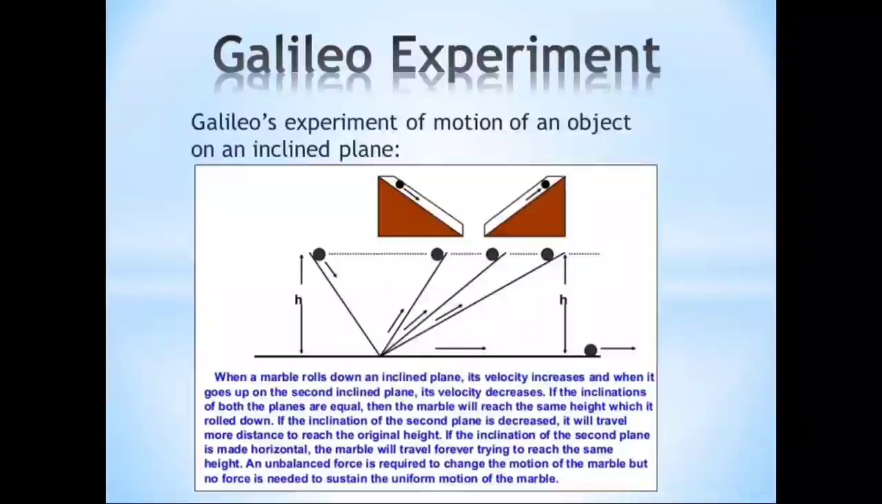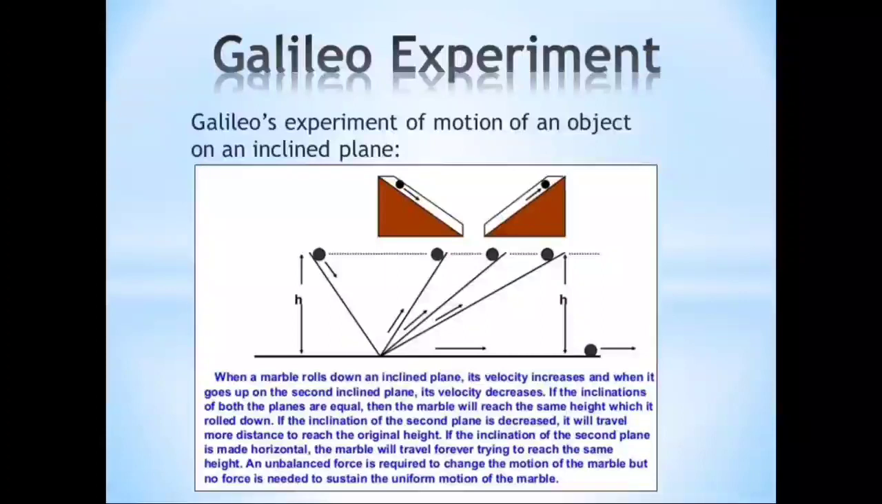If you finally make this angle 0 degree, that is, you make the right hand side ultimately horizontal, then the marble would continue to travel forever and it would try to reach the same height where it was released from. So in this case, the unbalanced force on the marble is 0. There is no unbalanced force acting on the marble. It means that if the net force is 0, then the object will continue in uniform motion.